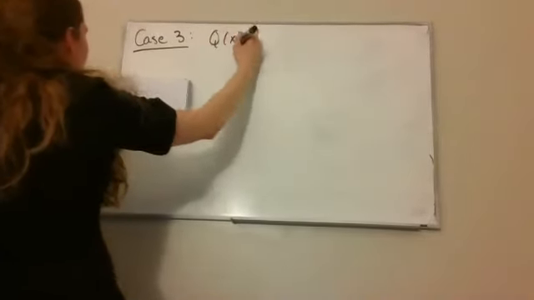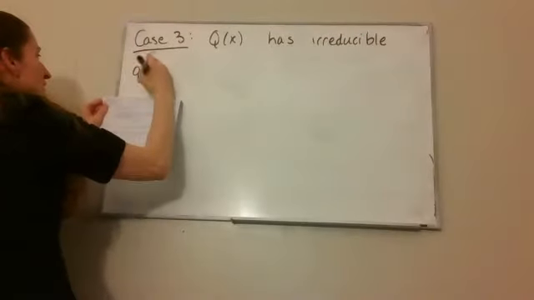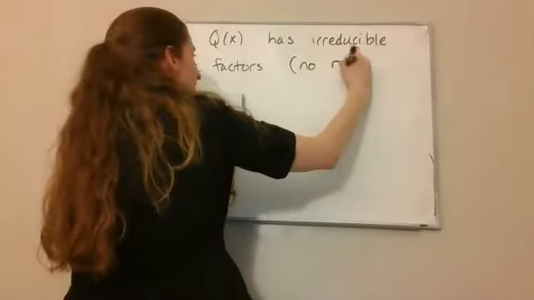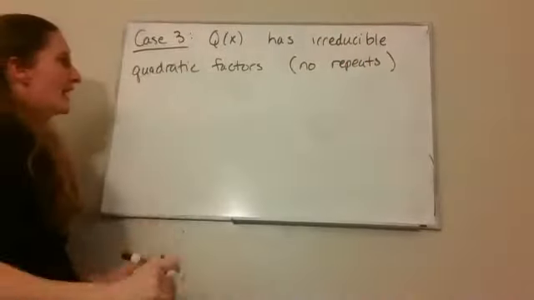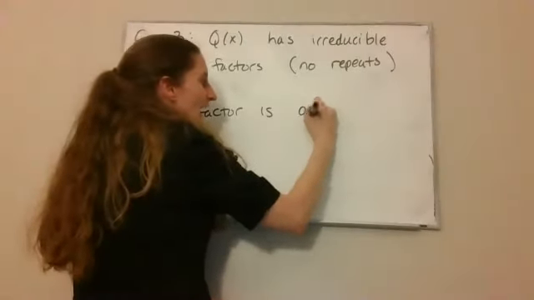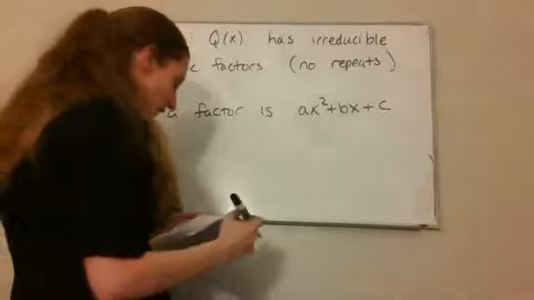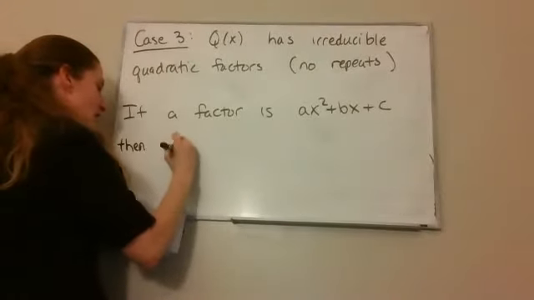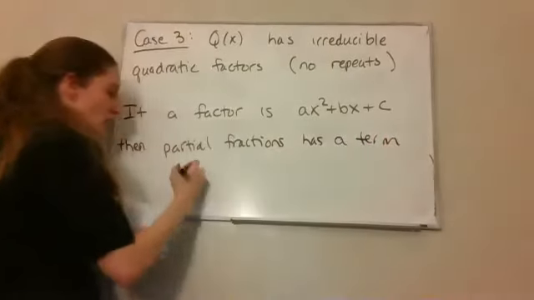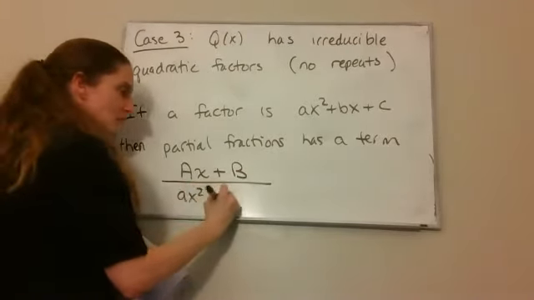Your denominator has irreducible quadratic factors, with no repeats. What that means is if we have a factor that looks like ax squared plus bx plus c, it's a quadratic, but it doesn't factor into linear factors. Well, then the partial fractions has a term that looks like this. Instead of just a constant on top, we'll have a linear term on top, ax plus b over my quadratic factor.